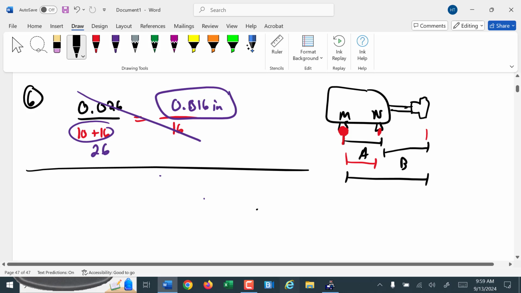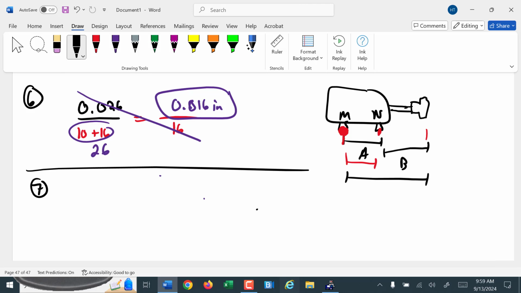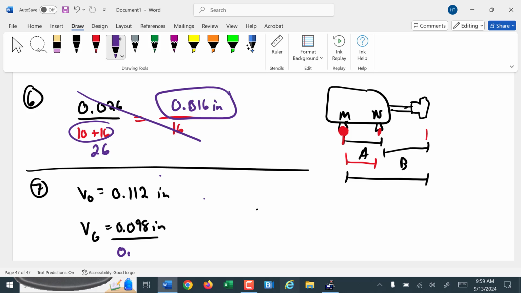So number 7, vertical angular gap if V0 or V12 is 0.112 inches and V6 is 0.098 inches. All we have to do is subtract them. 0.014 inches is our vertical angular gap.